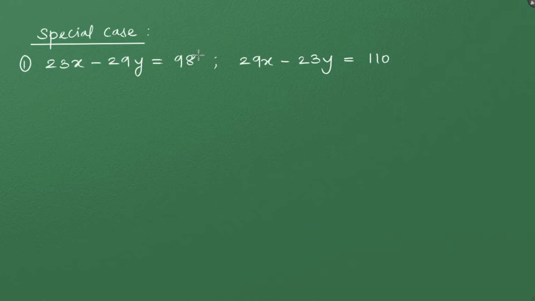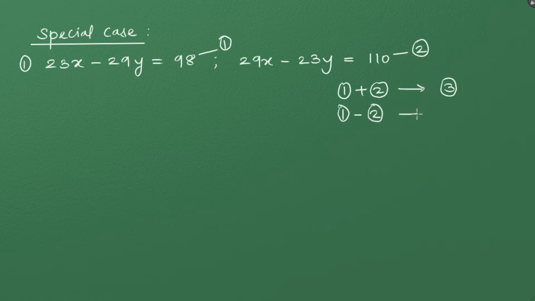Now let's mark this as equation 1 and this as equation 2. What is to be done is, first add equation 1 and 2. So you will get an equation, mark it as third equation. Then subtract equation 2 from 1 or 1 from 2. The equation obtained, mark it as fourth equation. Now equation 3 and equation 4 are solved in order to get the value of x and y.